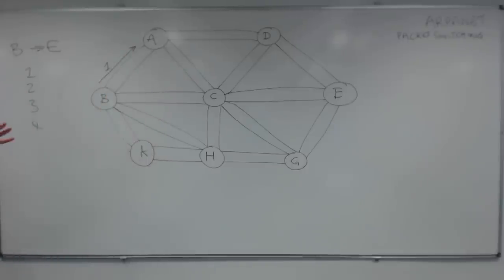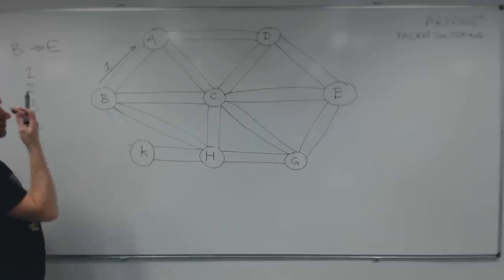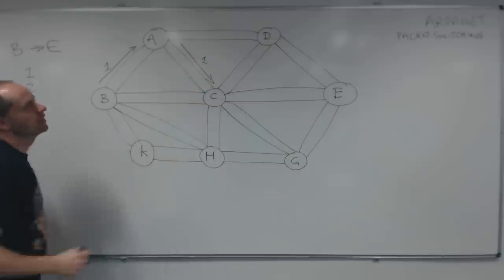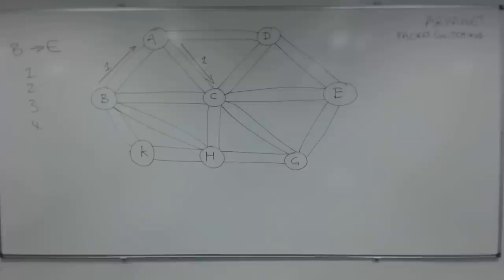When we get to A, A decides which way to go again. It would be stupid if A went, ooh, I think I'll send it back to B. That would be stupid. We'd be ping-ponging around forever. So what A might say is, oh, okay, I'm going to send it this way. Okay. He gets to C.